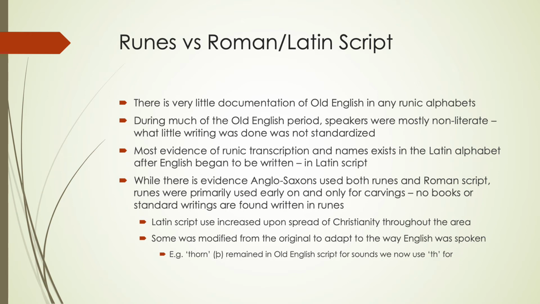The Latin script was used to spread Christianity through the region, and by the early periods of Old English, Christianity had already spread into the British Isles. Some of the symbols were modified a little bit from their original to adapt to how English was spoken. So the th sound, for instance, thorn, remained in Old English script for sounds that we now use a th for. So we'll see examples of Old English Latin script that still used a few of these symbols from runic alphabets that give us some idea of the influence that it would have had even on the Roman or Latin script that was primarily used.